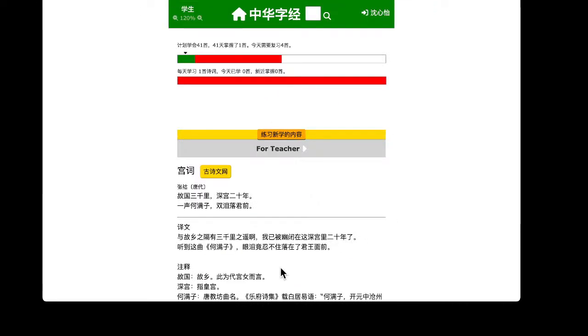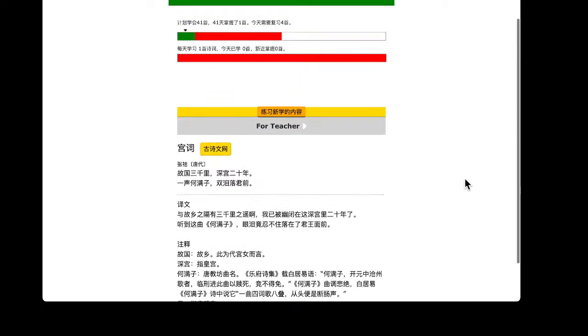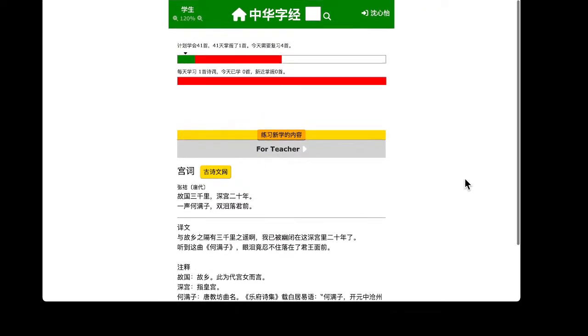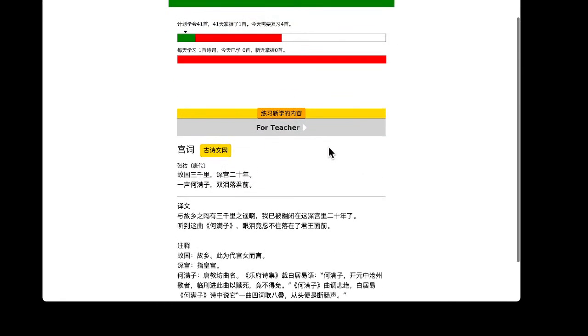Alright. So first it gives you the commonly used words and phrases. Then it gives you the idioms, 成语, and then it gives you the 诗词. Is that what it is? 古诗文网. Man, how are you supposed to learn these if it's not reading to you?